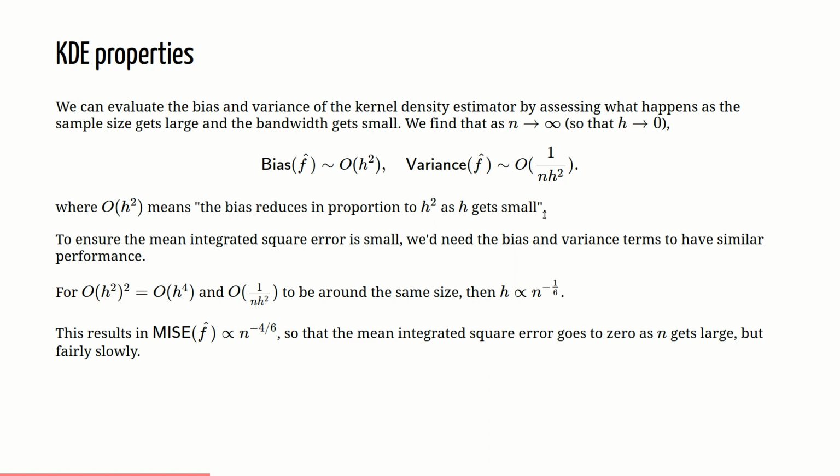Okay, and in order to have a good estimate, essentially we want those things to be of the same order. And so we want order h to the 4 to be about the same as order 1 over n h squared. And we can sort of balance these two things out by noting that that happens when h is n to the minus 1/6 power. So this is the 1 over the 6th root of n.